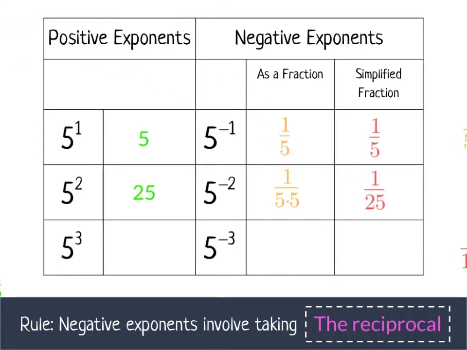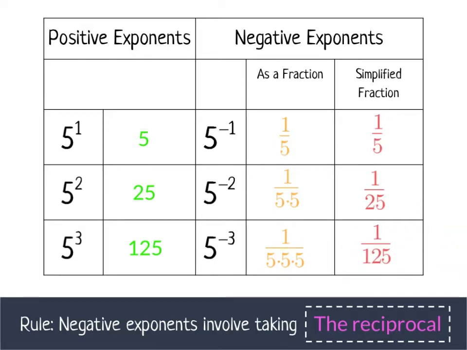Finally, I've got 5 to the third power. So again, 5 times 5 times 5 is going to give me 125. And 5 to the negative third power, again, I'm going to take the reciprocal. So I'm going to have 1 on the top over 5 times 5 times 5. And I'm going to simplify that as 5 times 5 times 5, which is going to give me 125 on the bottom.